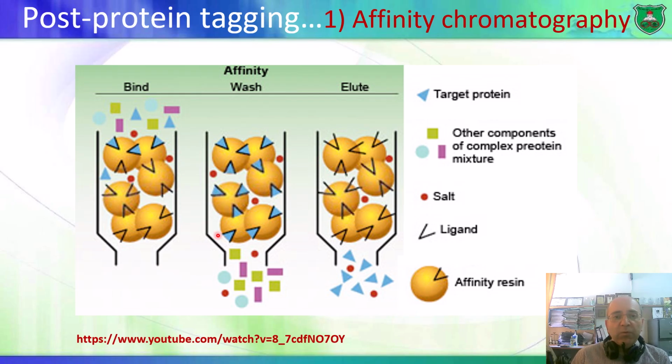And then simply what we do is that we release the protein of interest from the column. This is known as affinity chromatography, and we'll be talking about affinity chromatography later on in this course. So here we isolate a protein, we purify it from the rest of proteins, and you can refer to this YouTube video to learn more about affinity chromatography.